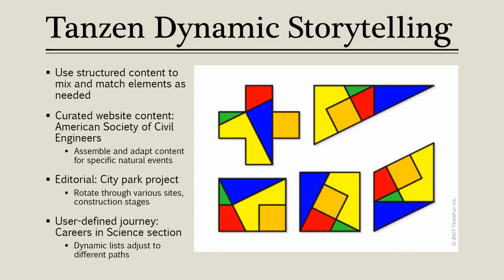And then in situation number 2, you have an editorial where you're working on a city park project, and you want to be able to go through the various sites and the various construction stages. Without structured content, you have to manually write everything hard-coded, but with structured content, you can tag things, aggregate them, and rotate through various sites, and you can have a much more dynamic where-are-you-going type of journey.